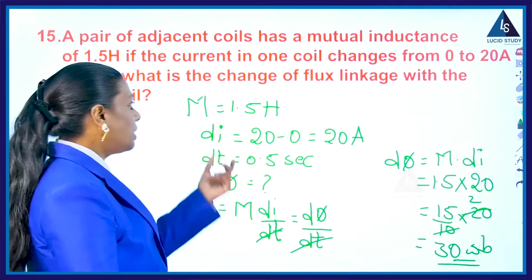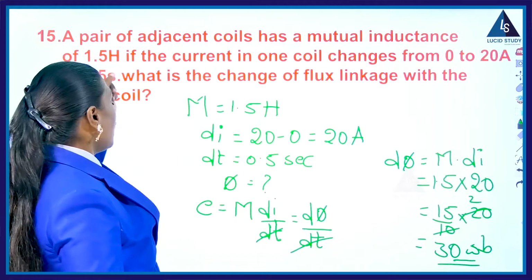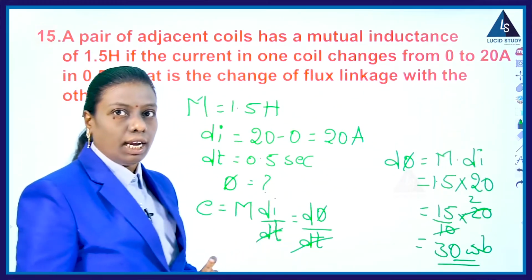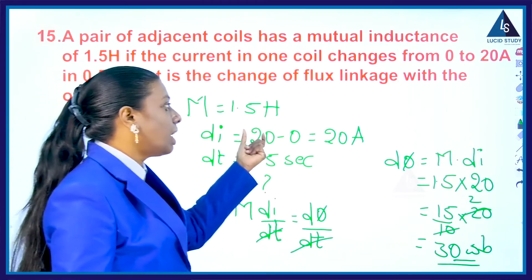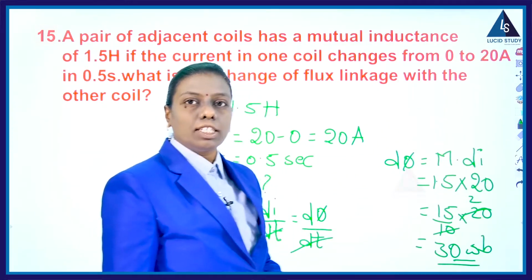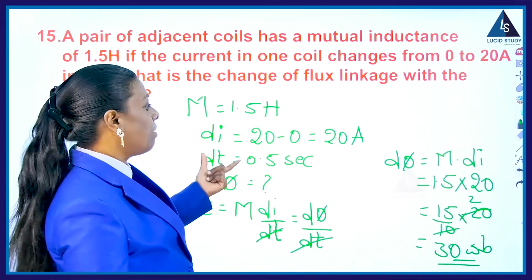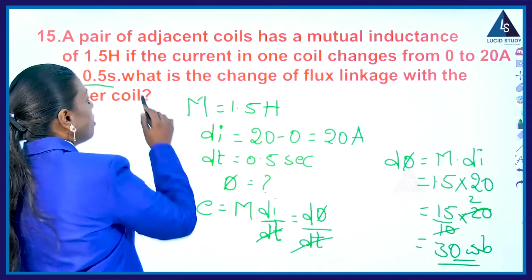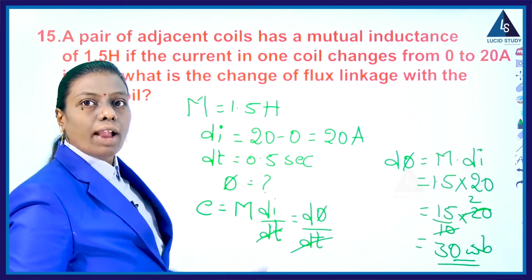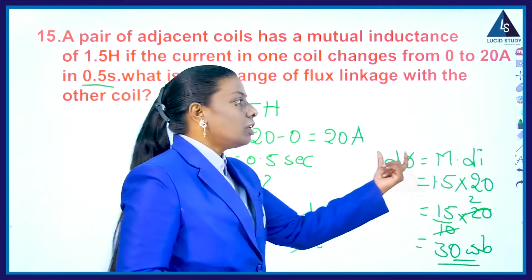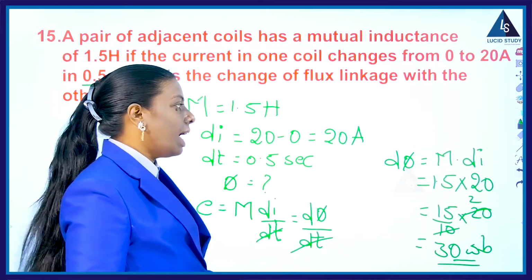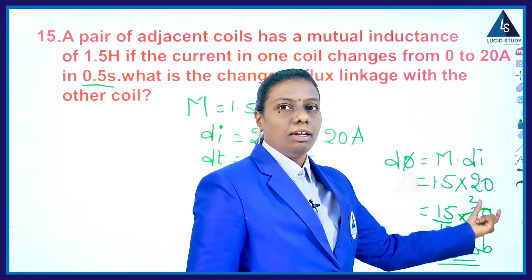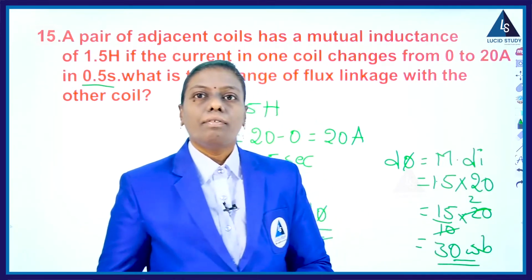So how simple it is. Mutual inductance is given as 1.5 Henry and the change in current is 0 to 20 amperes, so dI is 20 minus 0, which is 20 amperes. Next, dt is 0.5 seconds, that is, time is given as 0.5 seconds. I need the flux linkage with the coil. So d phi is equal to M into dI, which is 1.5 into 20, equal to 15 by 10 into 20, which is 30 Webers.